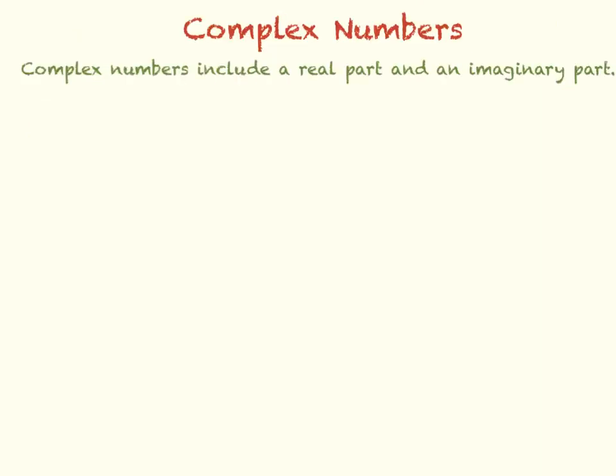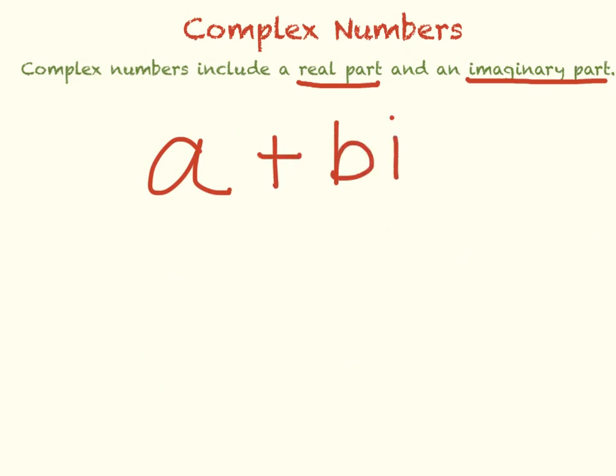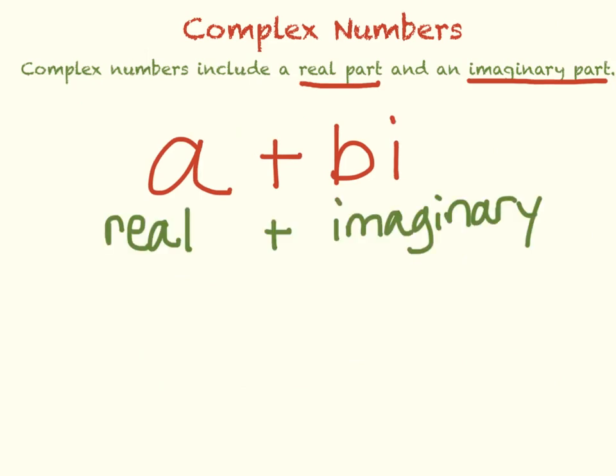Okay, so that was imaginary numbers. Now we're going to talk about complex numbers. Complex numbers are numbers that include a real part and an imaginary part. And they are written in the form a plus bi, where a is the real part and bi is the imaginary part. Also, please keep in mind that the real part always comes first. That's important.